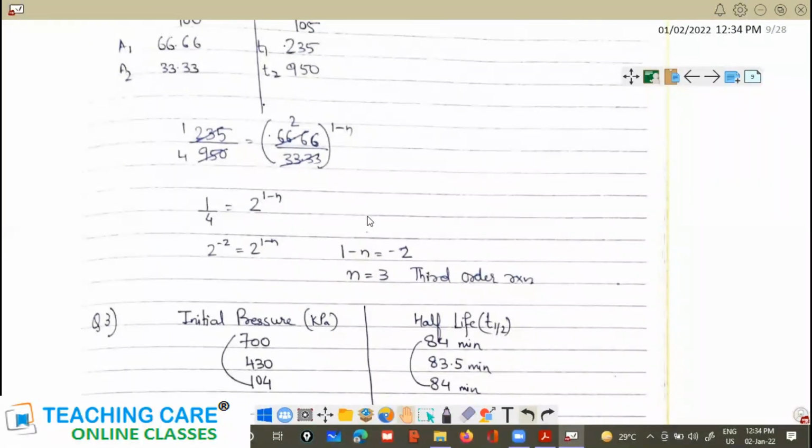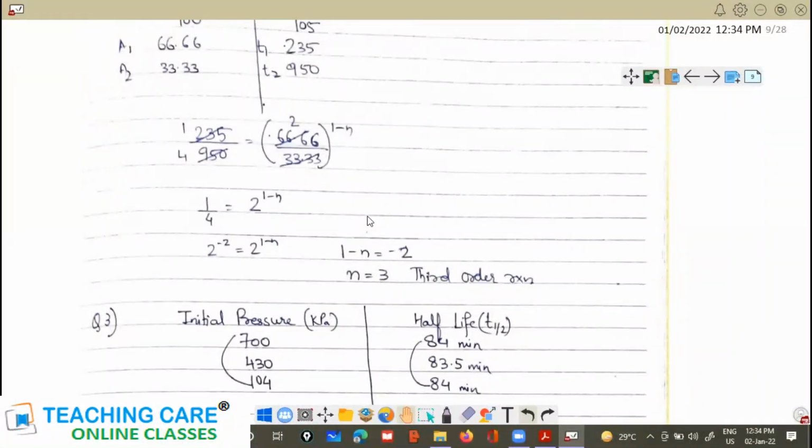How do we relate the pressure to the concentration, ma'am? Your pressure is nothing but the concentration only. If you talk of 730 and 104, that is the concentration only. The initial pressure was this, then the concentration was this at this time. Pressure is just to give you the information that it is a gaseous reaction. But what is given is the concentration only.